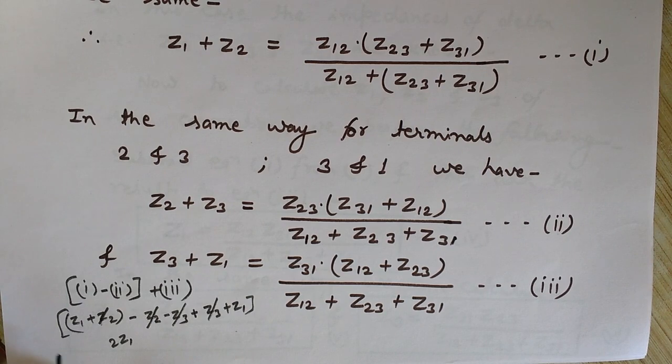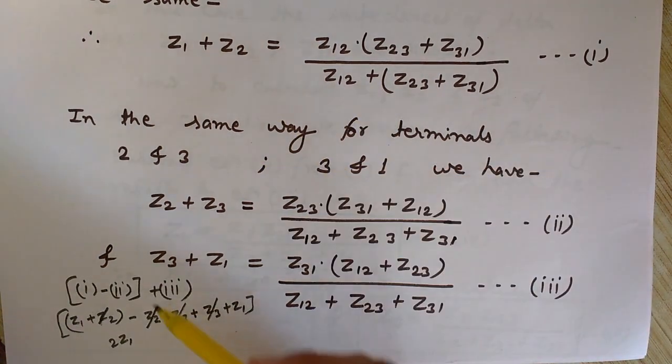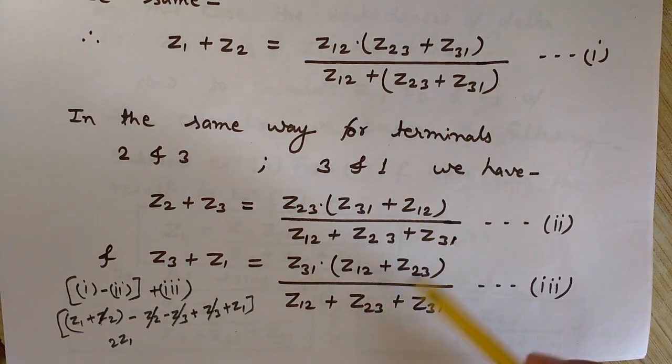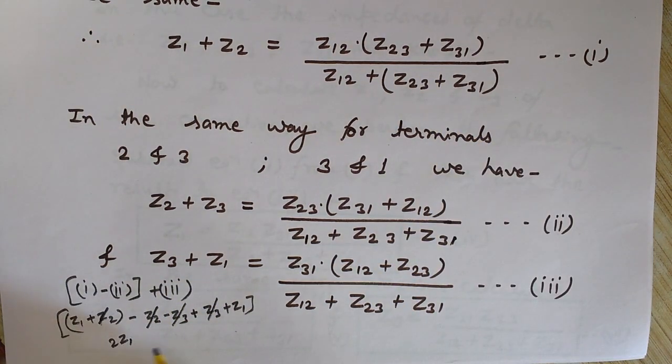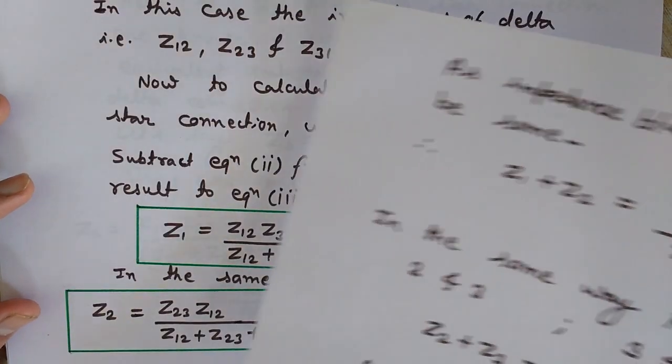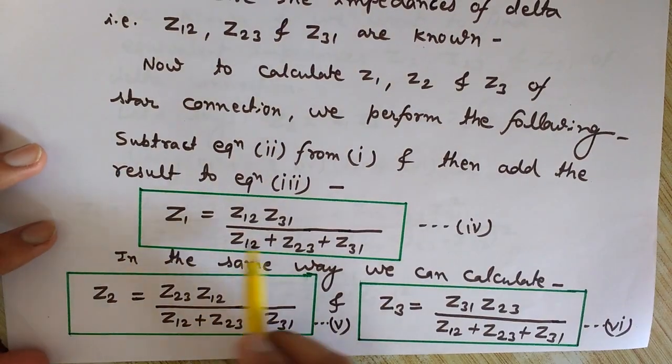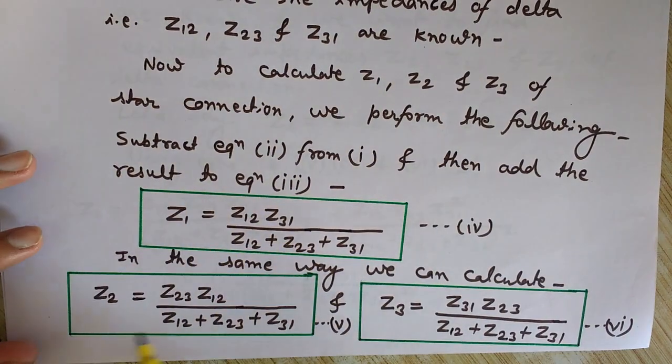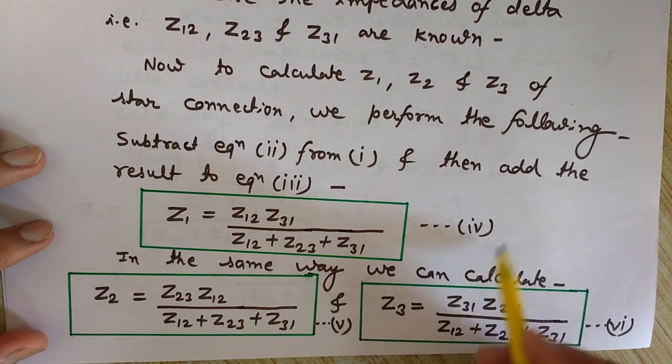We have only one variable, Z1, here. The same action is performed on the right side, so we get Z1 equal to this expression divided by 2. It is very easy; in this way we can easily find it. So Z1 is this, and we write it as equation number 4.